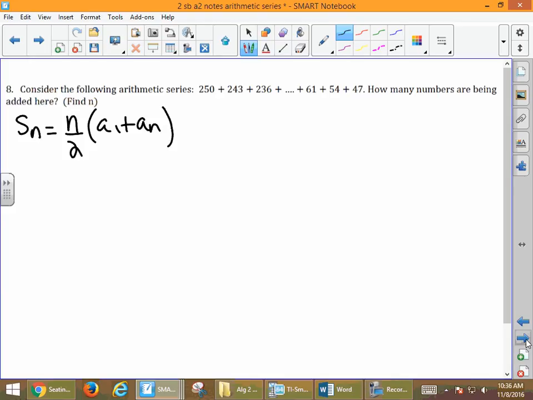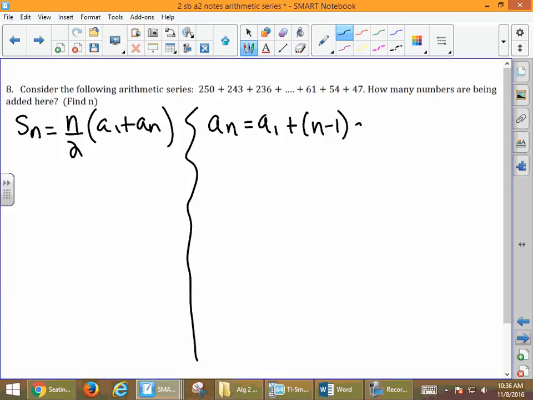Do we need that one? Well, we've got it written down. Our other formula is that. And let's look at what we know. And then we can go back and figure out, do we need them both? So, what's our a sub 1?